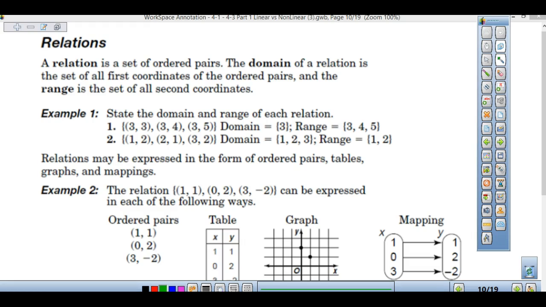Tables and graphs. Sometimes it's a function, sometimes it's a relation. All a relation is a set of ordered pairs. So every time we see ordered pairs, remember the pumpkin, the jack-o'-lantern you graphed? That is just a set of ordered pairs. Today we're going to talk about how to tell the difference. Some relations are functions.